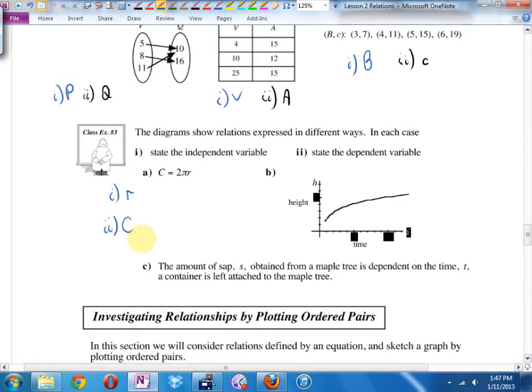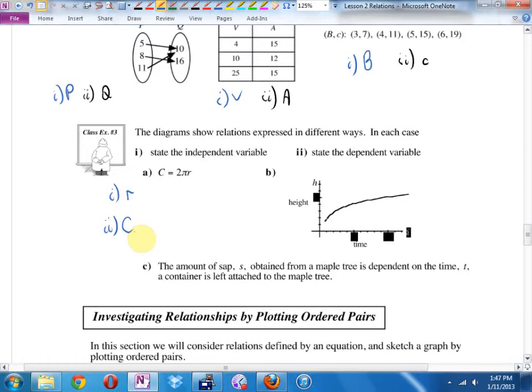The dependent is C. By the way, does anybody recognize that equation? C equals 2 pi R. What is it? An equation of what? It's the circumference of a circle. If you want to find out how far it is around a circle, measure the radius and times it by 2 pi.